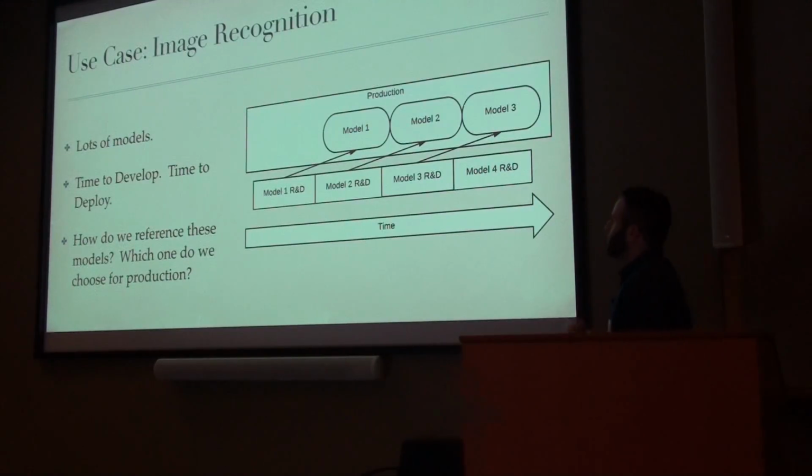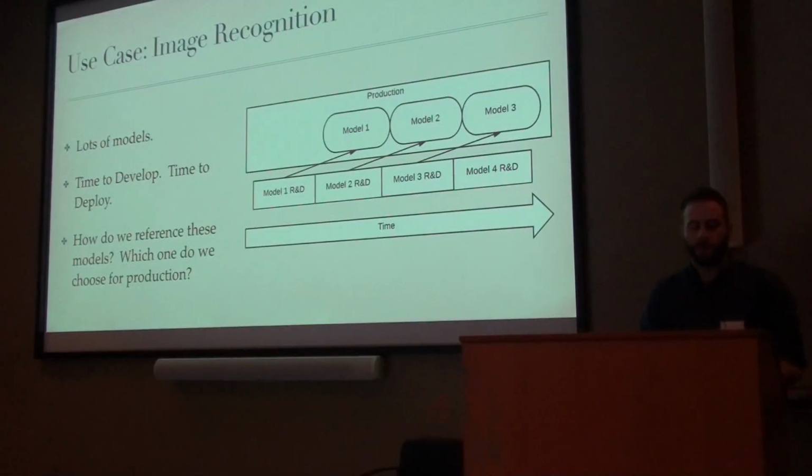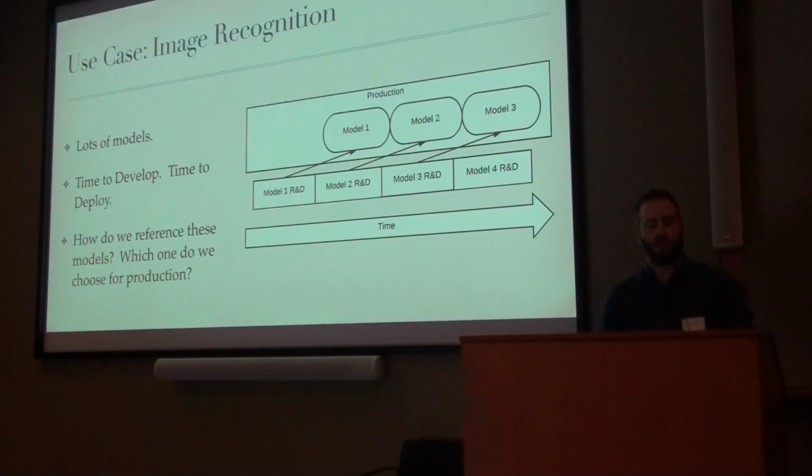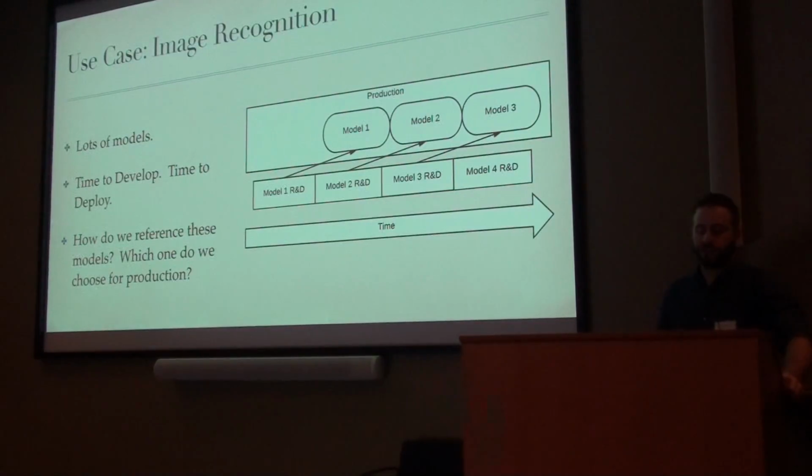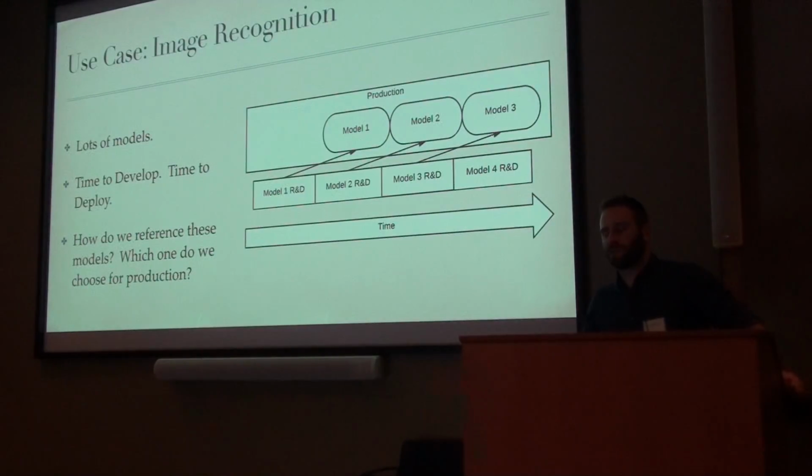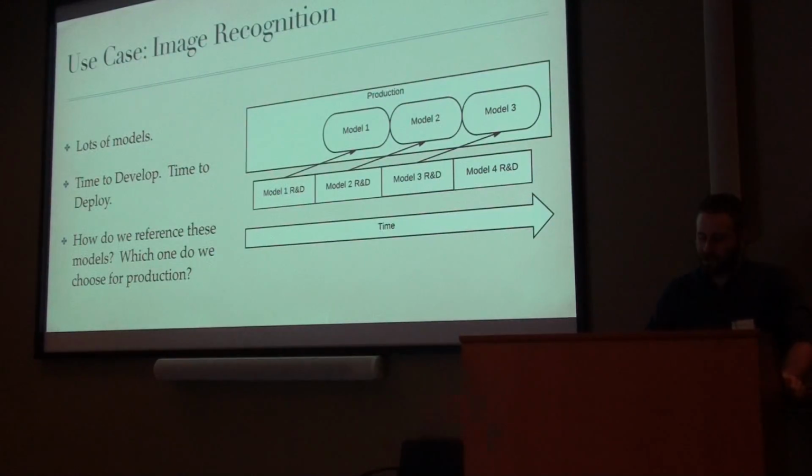And after we deploy the second one, now we have to do R&D on the third one. So there's this iterative process. It takes time to deploy, it takes time to develop, and all of a sudden we have this reference problem. Which ones do we reference? Which ones do you choose for production? How do we check the performance of the models? Do we have a standard data set? Because everything that we're looking at changes over time now. So that's the first use case.